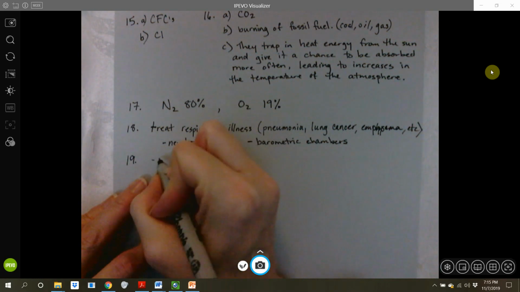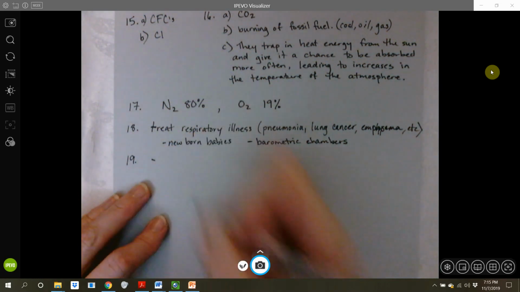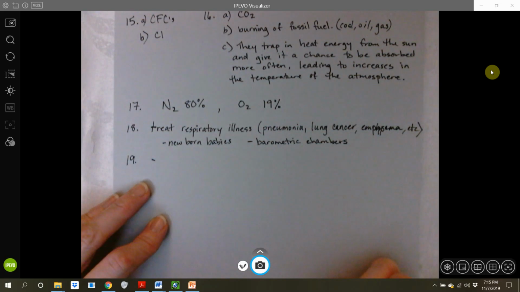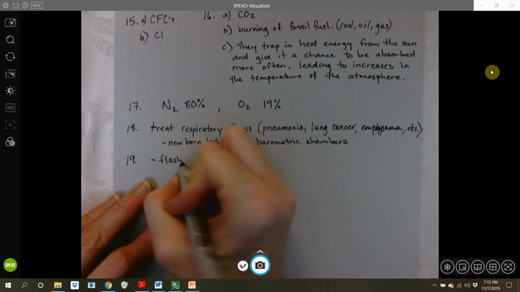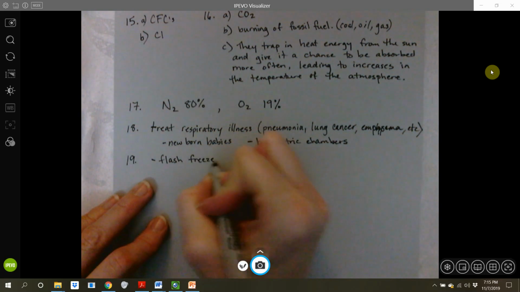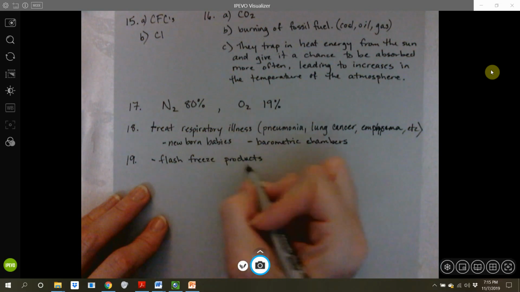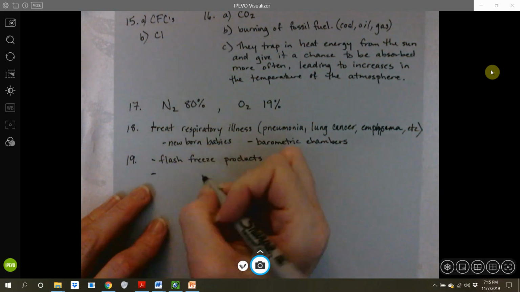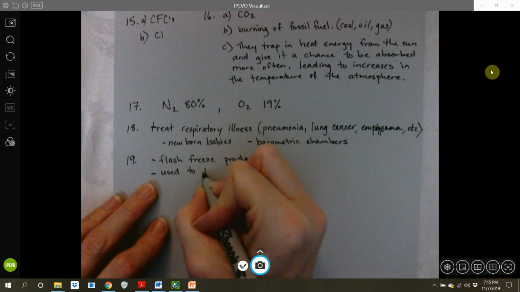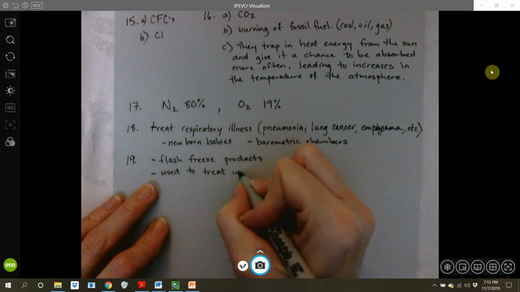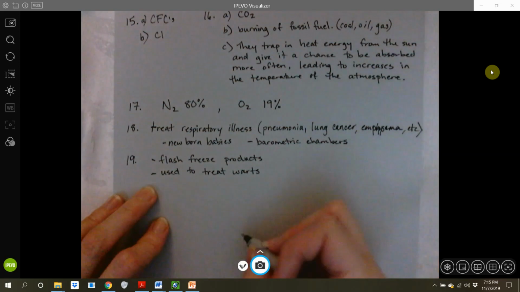Nitrogen gas can be liquefied to flash freeze products. These don't have to be medical uses, right? Just uses. Flash freeze products. It can be used to treat warts. If you've ever gone to get a wart frozen at the doctor's, that's what they use.